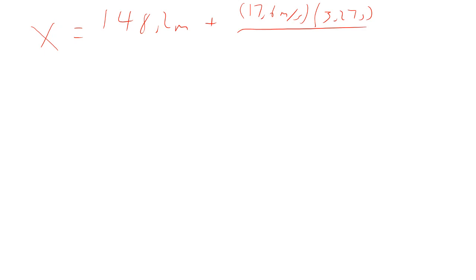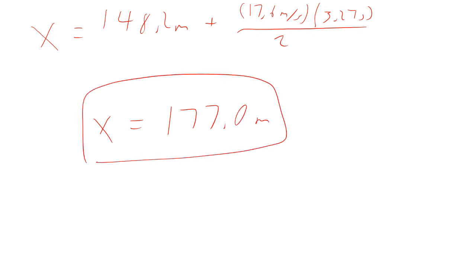If I plug in the numbers that I had, that would be 148.2 meters plus the v naught T over 2. So that would be 17.6 meters per second times 3.27 seconds. Divide that by 2, and the answer comes out to be 177 meters. Same answer as before. Well, of course it's the same answer as before because it's exactly the same problem as before. And so this is just another way of getting that same answer.